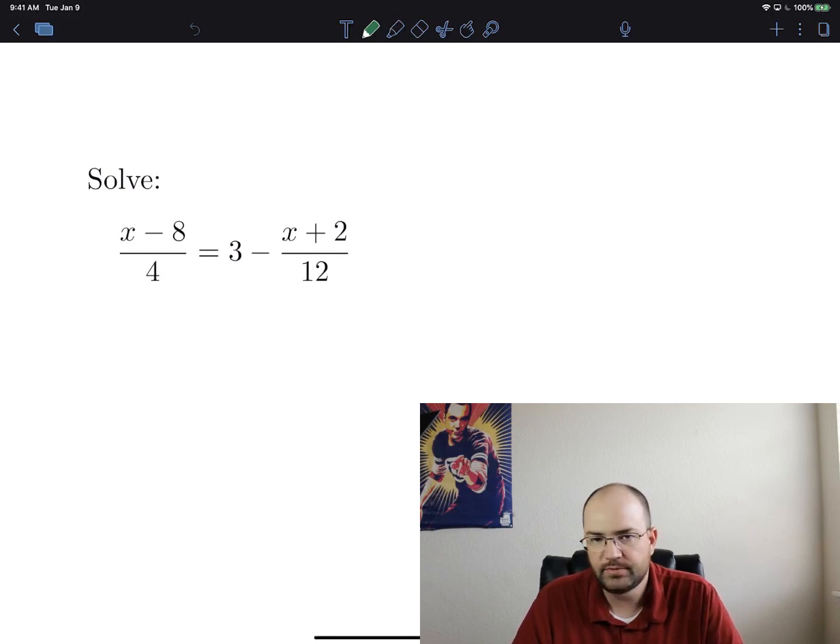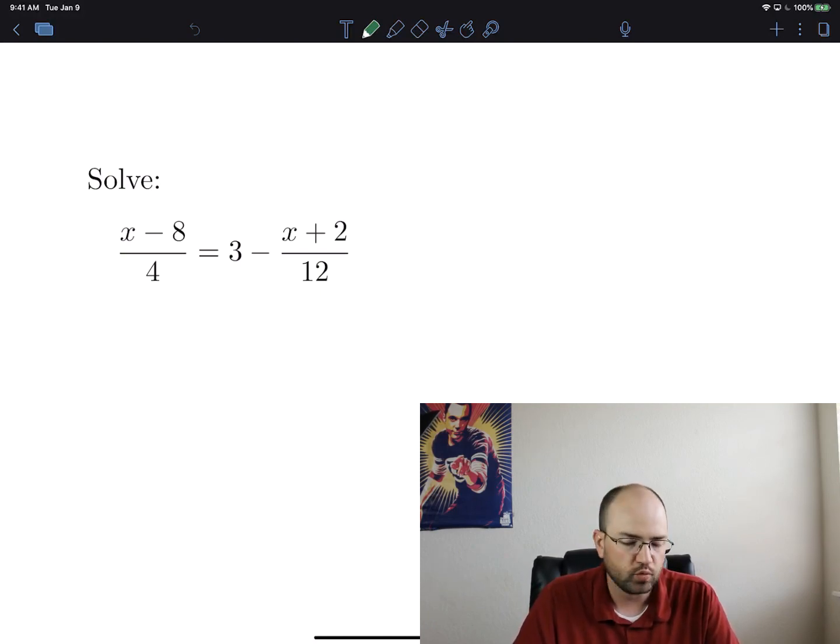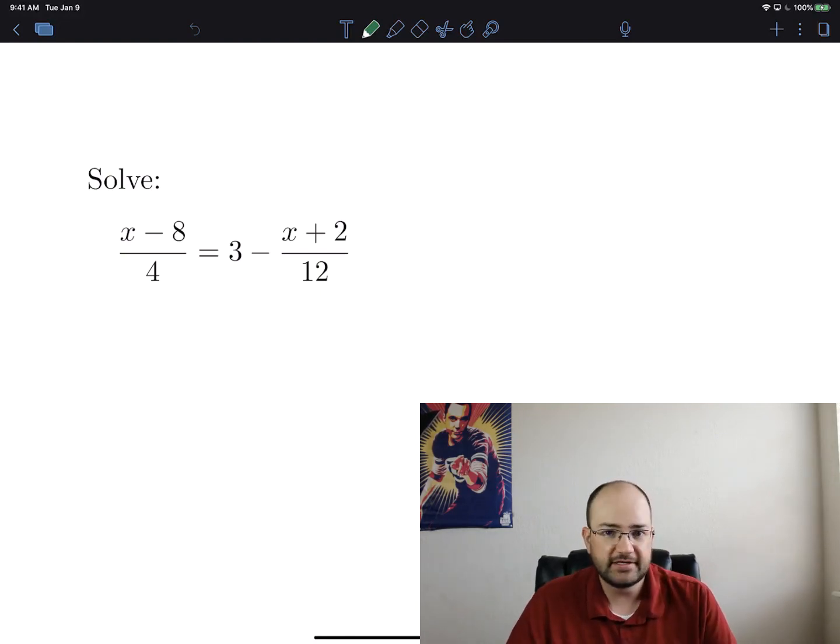Hello. In this example, we want to solve the following linear equation. And so we have x minus 8 all over 4 equals 3 minus x plus 2 all over 12. And again, remember rule number 1, don't freak out. There's no reason to freak out. Just because you see fractions, that actually just means we need to get rid of them. That's all we're going to do.